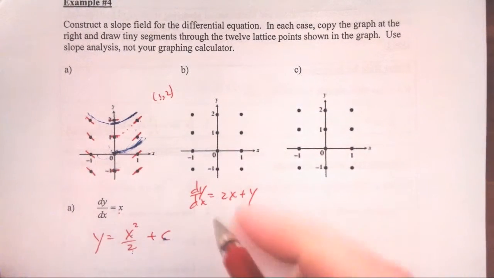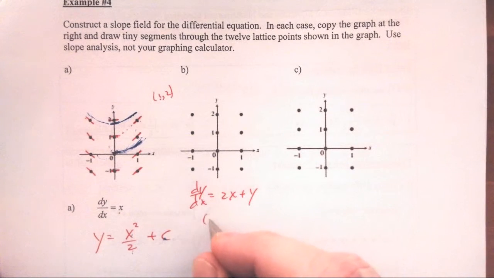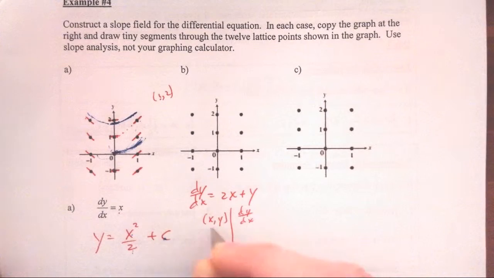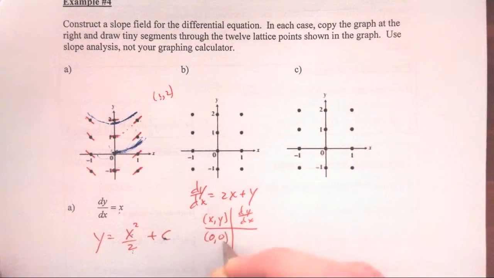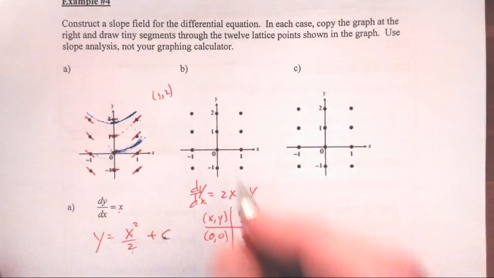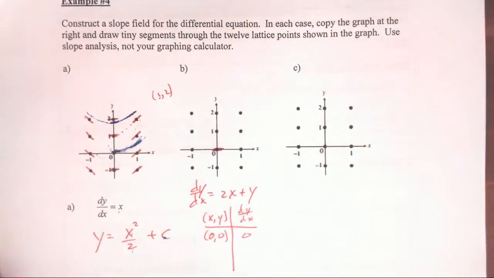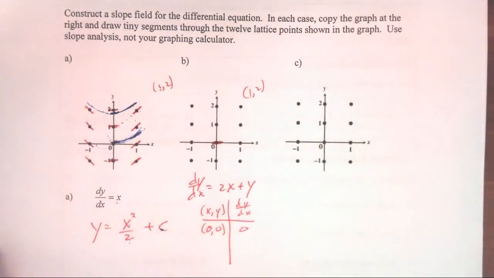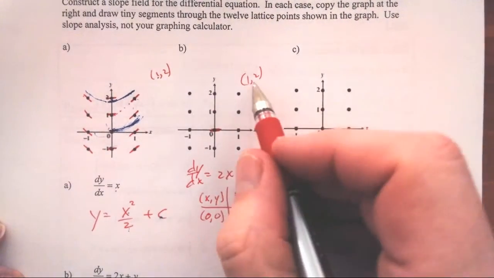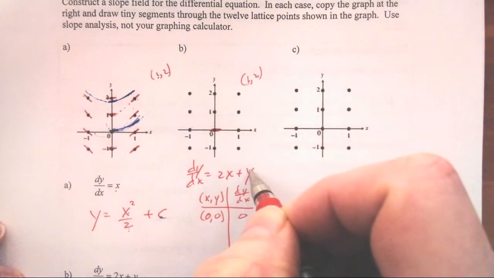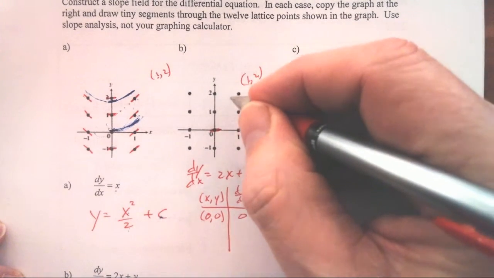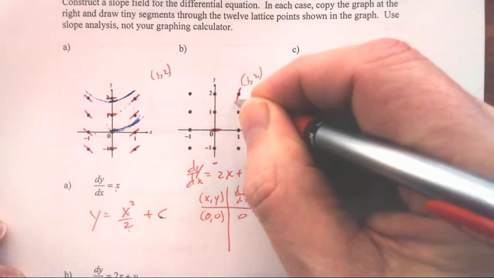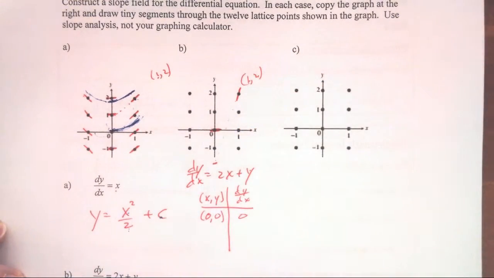You may want to do something like this. Say, here's my x, y, here's dy/dx, then we've got, for instance, the point (0, 0). When I put in (0, 0), I get 0. But we might be able to do these in your head as well. Let's start up here. At (1, 2), I get 2 and 2, 4. So a slope of 4 would be aiming clear down here. Really steep, just kind of trying to visualize that.